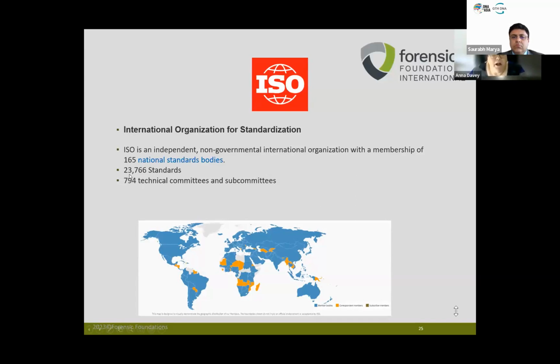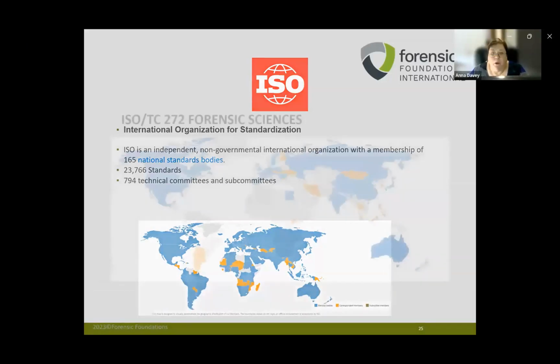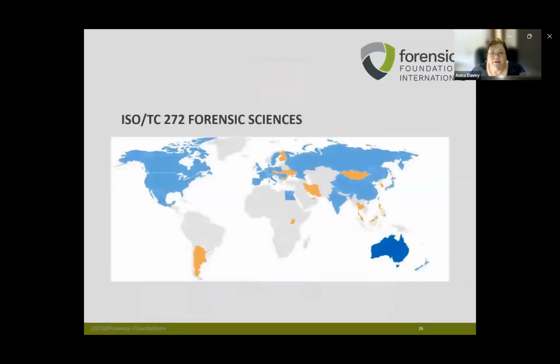But they have managed to publish almost 25,000 standards across a very wide range of areas of interest, of which forensic science is only a very small component. All right. Talking about which, there is a technical committee for forensic sciences. It's ISO Technical Committee 272.